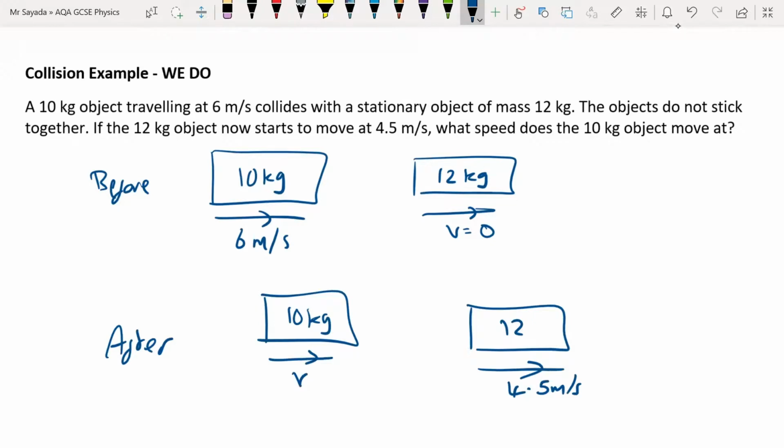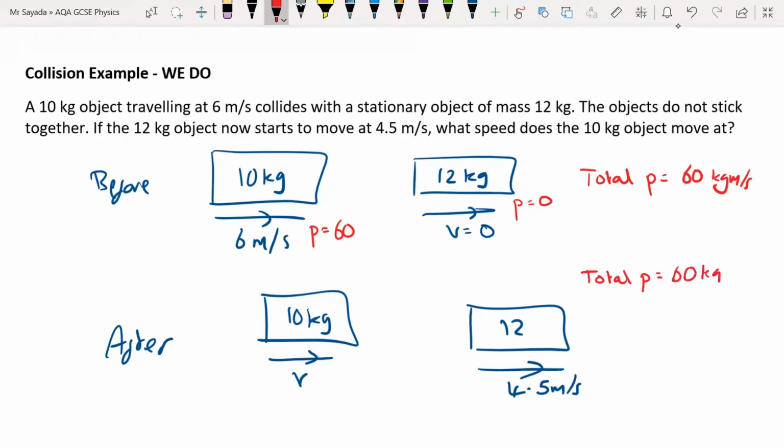But let's follow the same process. So we start with conservation of momentum. So we work out the total momentum before. So the momentum of this one, 10 times 6, 60 kilogram meters per second. This one isn't moving, so it has a momentum of 0. So the total momentum before is 60 plus 0, which is 60. Therefore, what's the total momentum afterwards? Say your answer to the video. You should have said it's still 60 because of conservation of momentum.